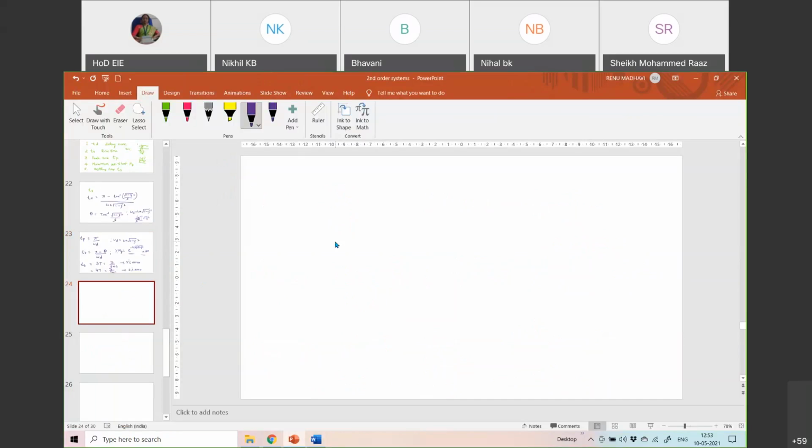At the same time, I want to make an announcement that in yesterday's quiz 9, there were 2 questions which were wrongly answered. One is the step response: a step input was given and the answer was given as ramp. It was supposed to be a step response, but the correct option given was ramp. That was an error.